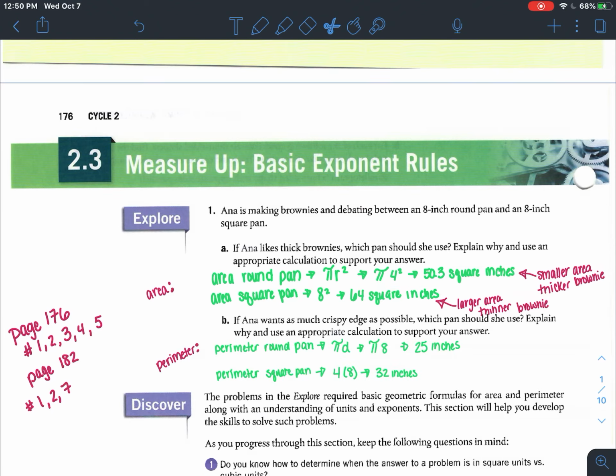So which one has more crispy edges? Well, the first pan, the round pan, has less side length. And the second one has more side length, which will result in more crispy sides.